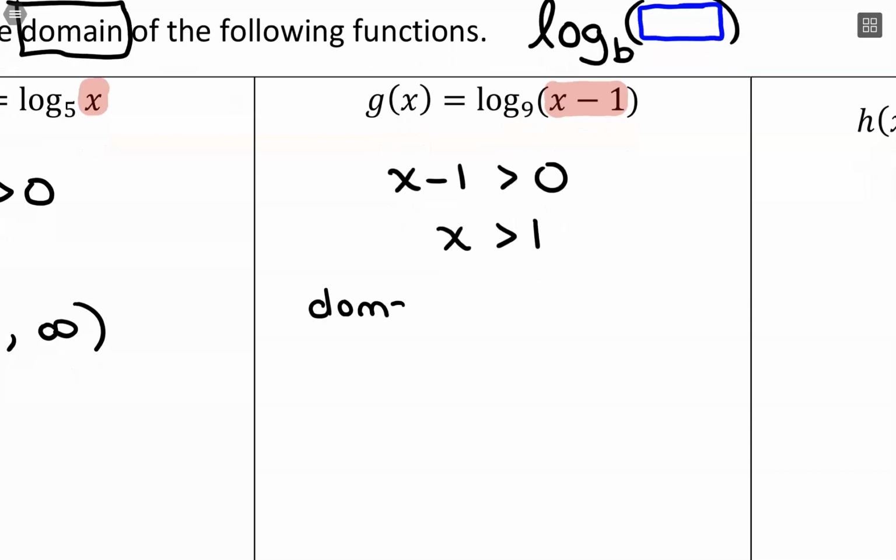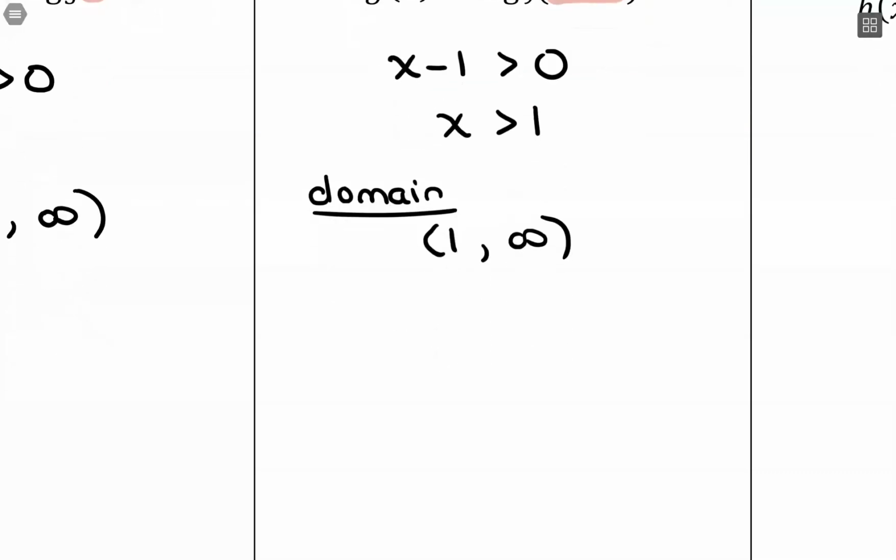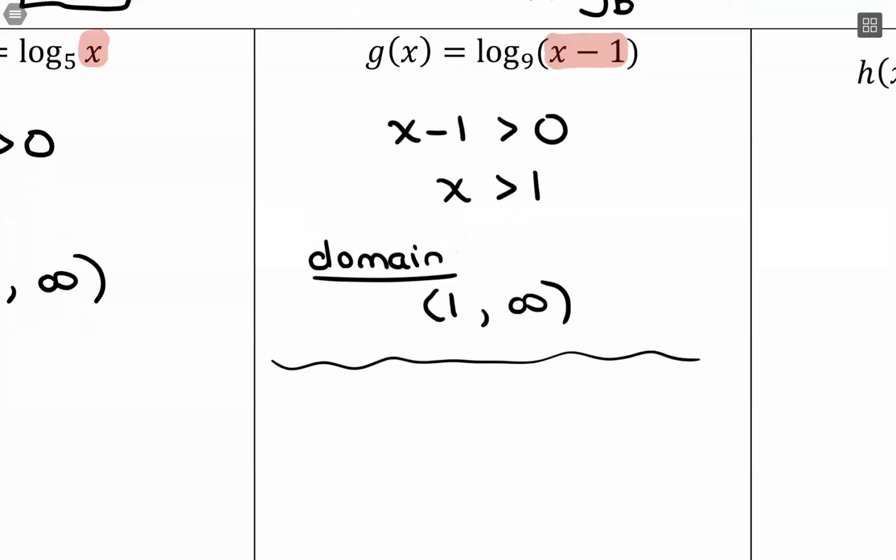So our domain would be starting at 1, but not including it. We want parentheses, and then going off to infinity. Now with this one, let's talk about the graph for a moment.